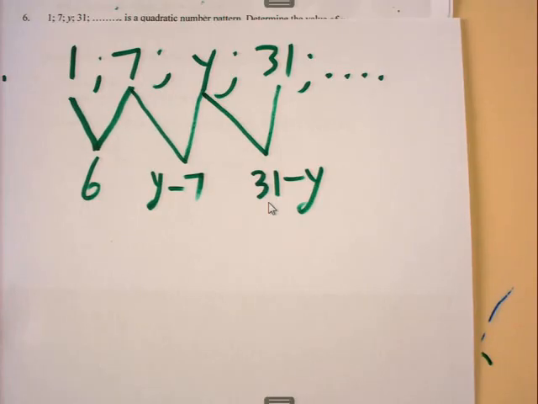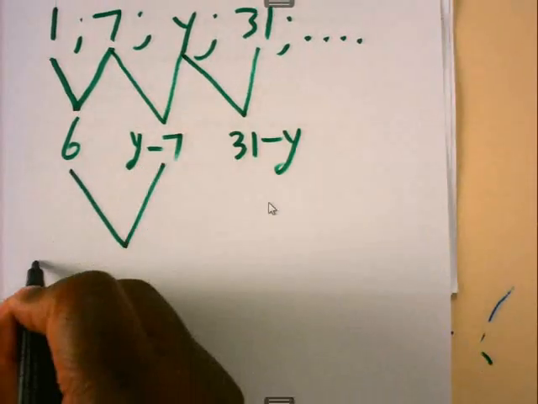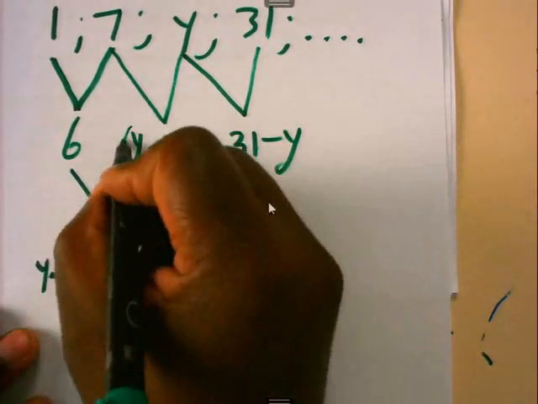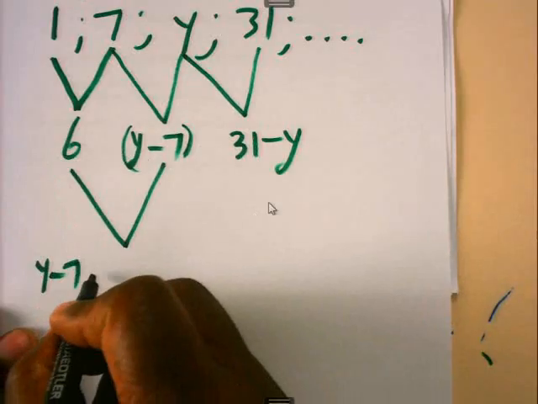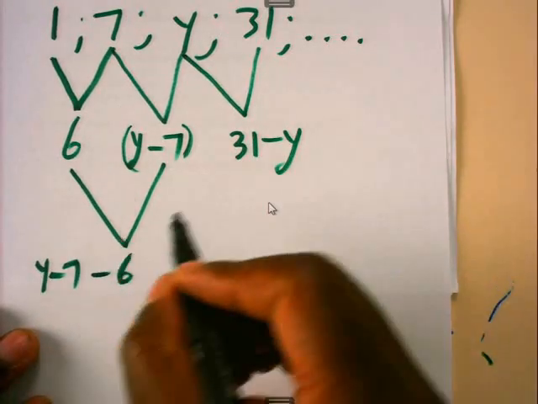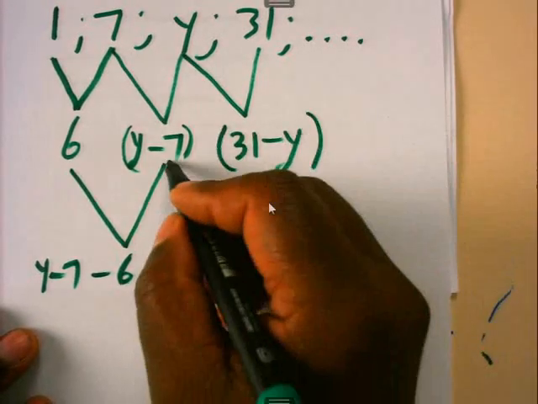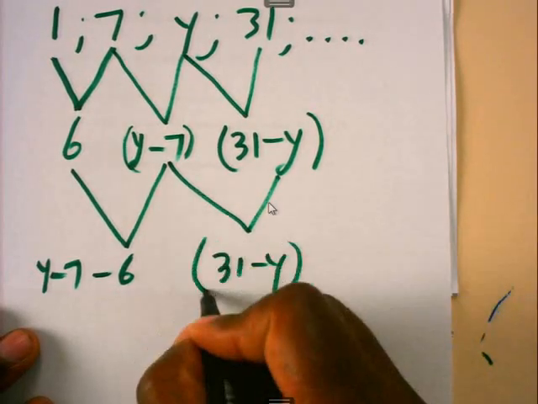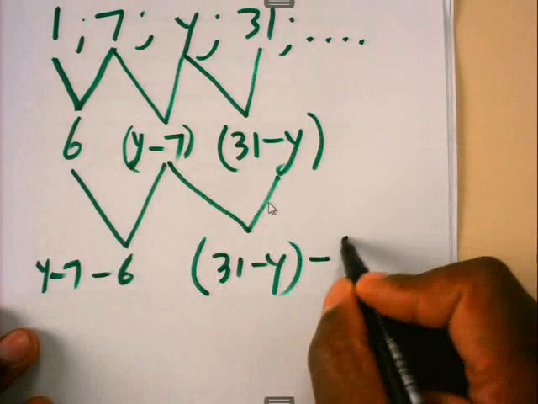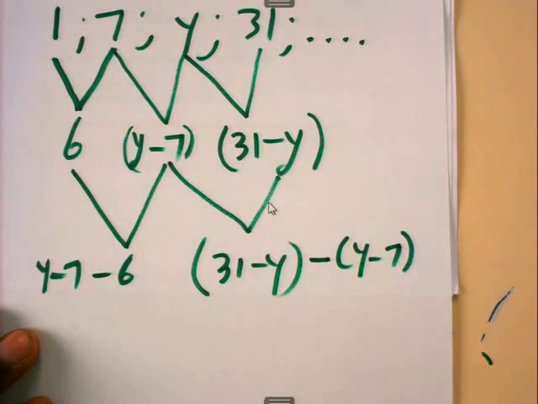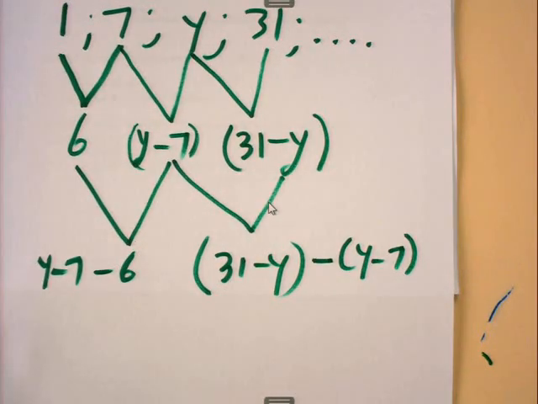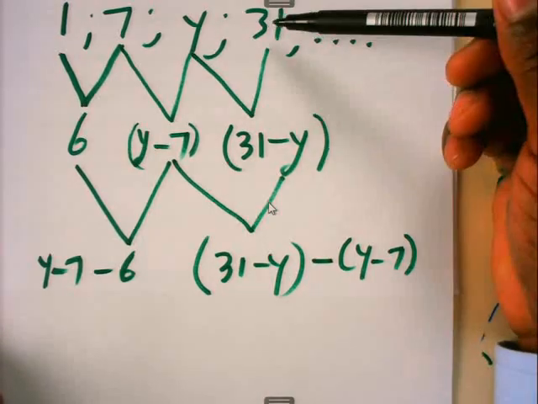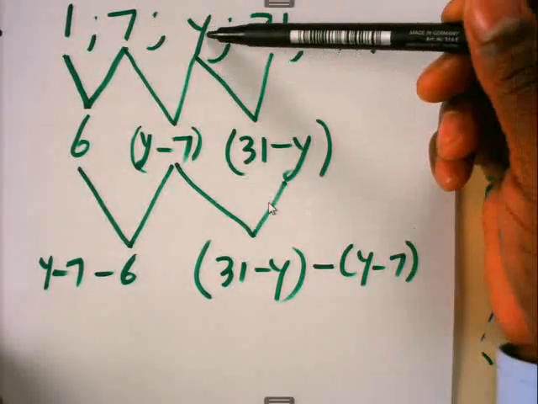So after determining the first difference, let's determine the second difference. The second difference, you've got y minus 7, this term, you subtract 6. Another second difference, 31 minus y, that term, subtract y minus 7. So what is key about the second difference? Remember I said it's a given pattern, 1, 7, y, 31.